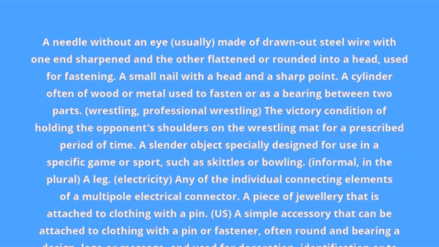A needle without an eye, usually made of drawn-out steel wire with one end sharpened and the other flattened or rounded into a head, used for fastening. A small nail with a head and a sharp point. A cylinder, often of wood or metal, used to fasten or as a bearing between two parts.